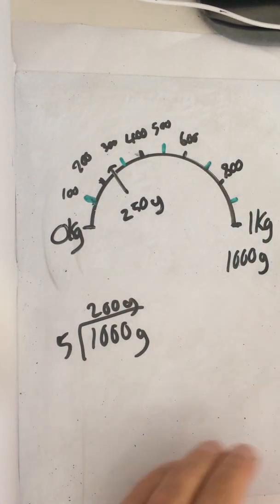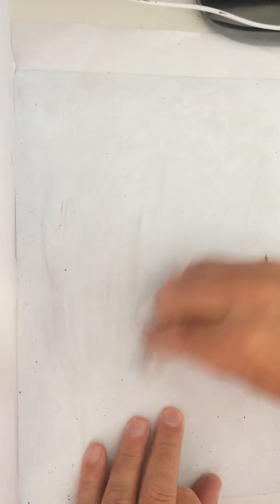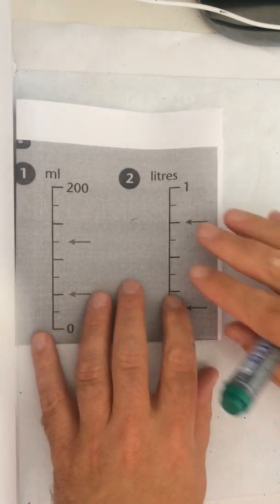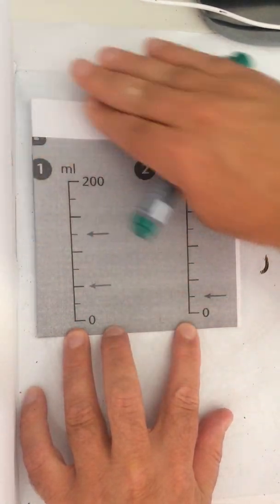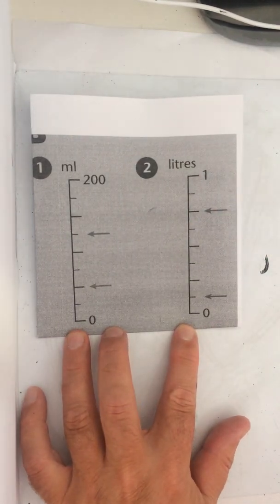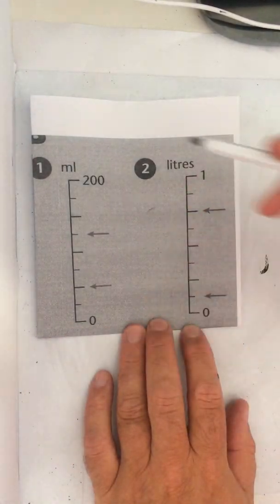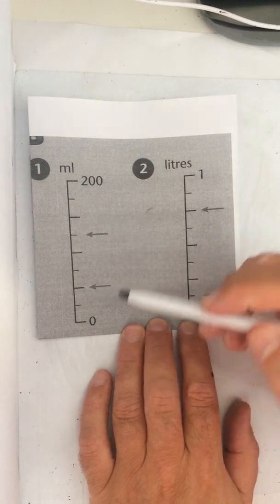Right. Let's have a look through some practice questions before you have a go yourself. So the sort of work you have on this, hopefully this is clear enough on the screen for you, is this type of thing where you've got a scale and you have to find the different points.